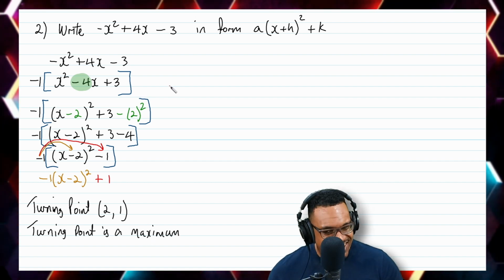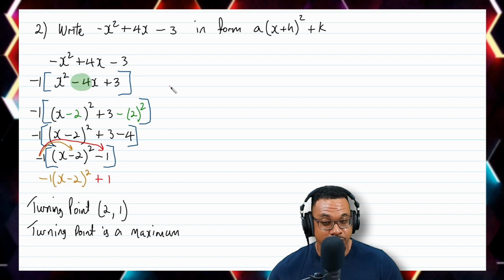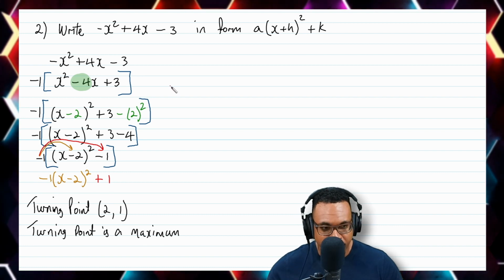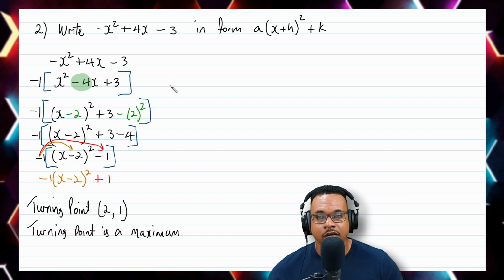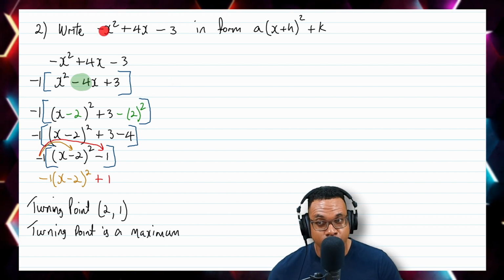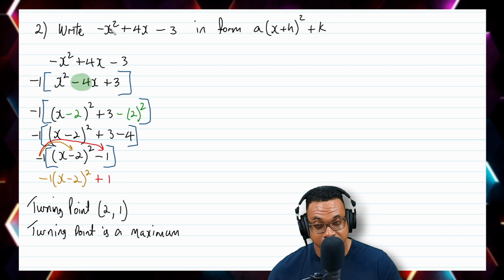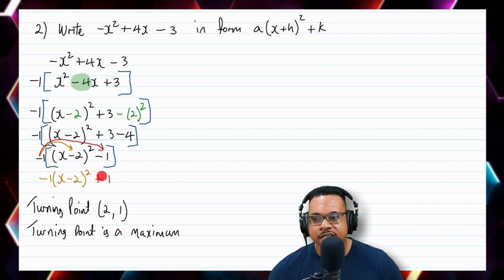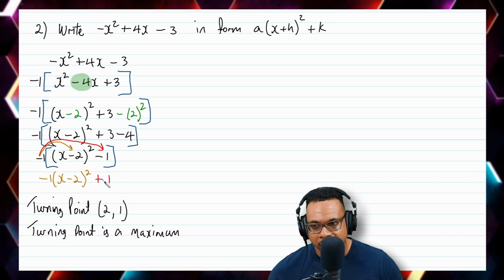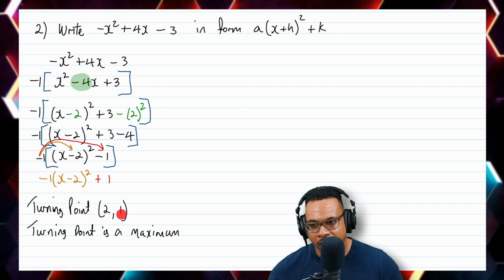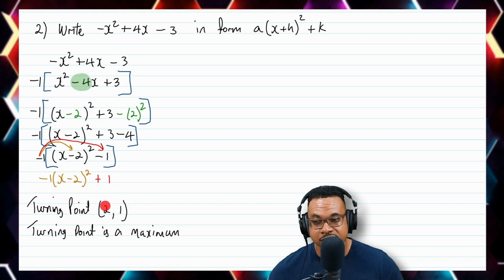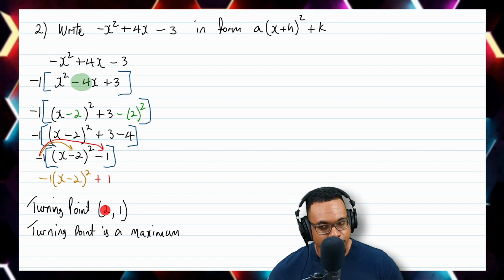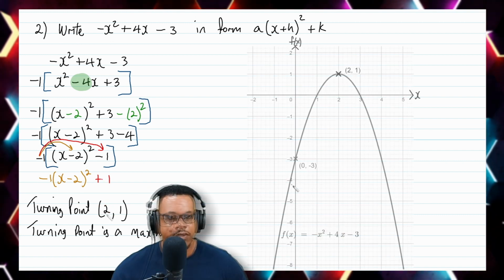So now if a question asks you what is the minimum or maximum value of y, it asks minimum or maximum because they want you to tell them whether it's a min or a max. So the maximum value of y, because of the negative sign in front of the x squared, is going to be a maximum, and it will be this number here. So the maximum value of y is 1, which is the y component of your turning point. And the corresponding x value will be this 2 here, which is the x component of your turning point.